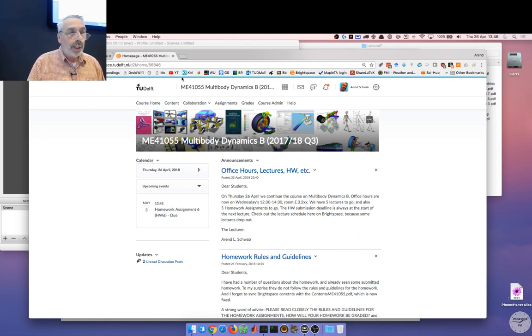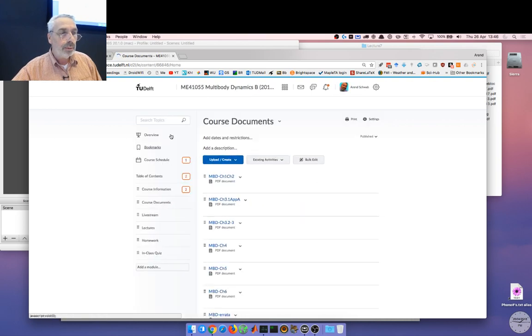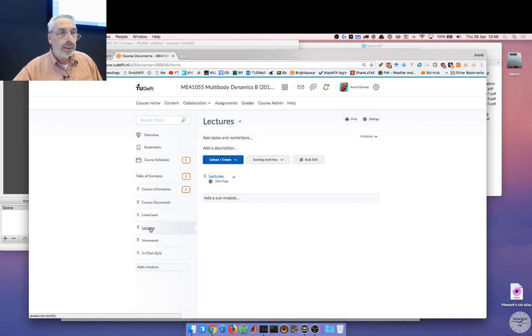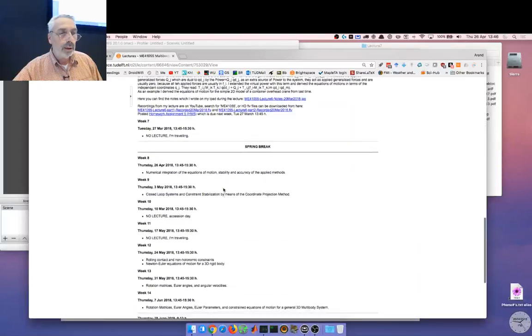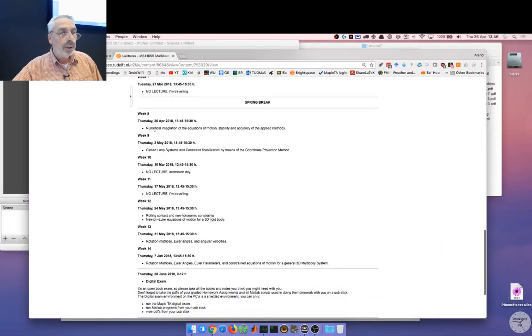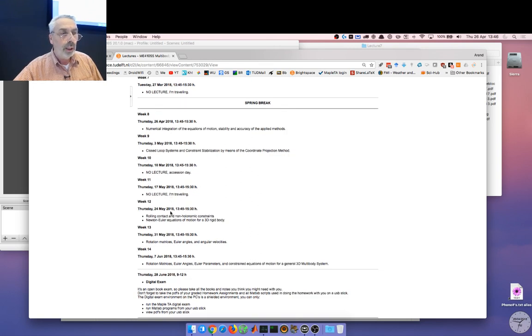Let's have a look at the lecture schedule. So we're in the second half after the spring break. This week we have a lecture, next week we have a lecture, then there's a break of 2 weeks, a session day and I'm traveling. And then we finish with 3 lectures. Well, we do not finish with 3 lectures, we finish of course with the digital exam.